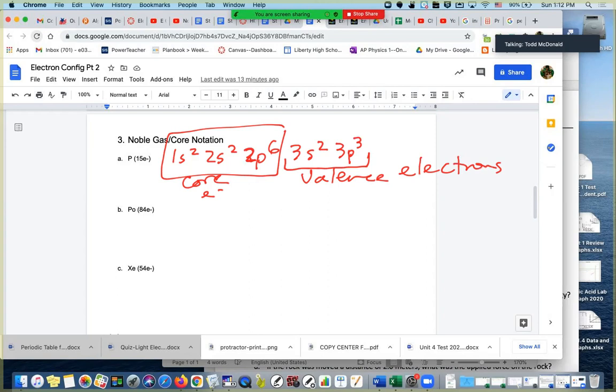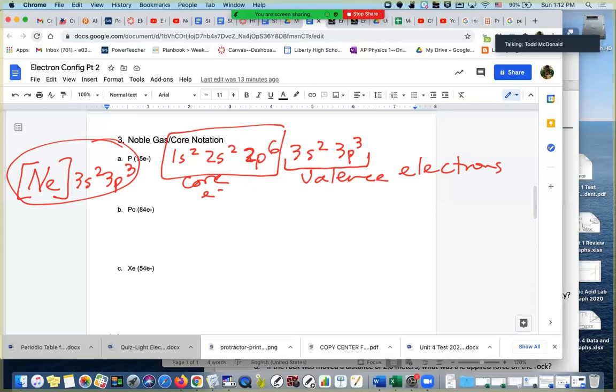So neon is a noble gas. So we write neon and we put brackets around it. And then the valence electrons get tacked on at the end. 3s2, 3p3. So this is the shortcut. We call it core notation or noble gas configuration. Sometimes it's not really saving you a whole lot like on that one, but look at this next one.